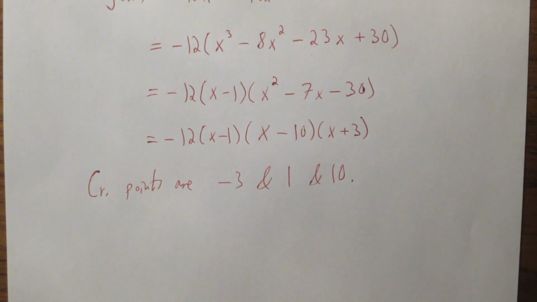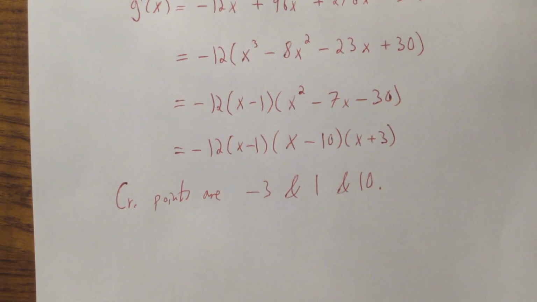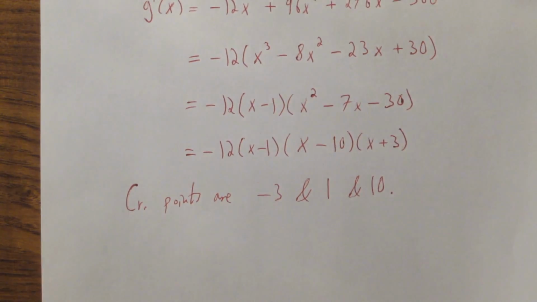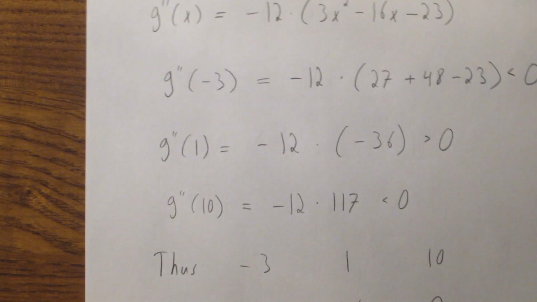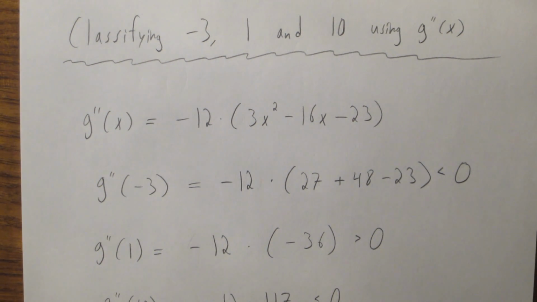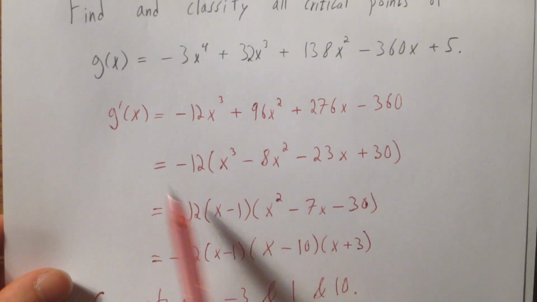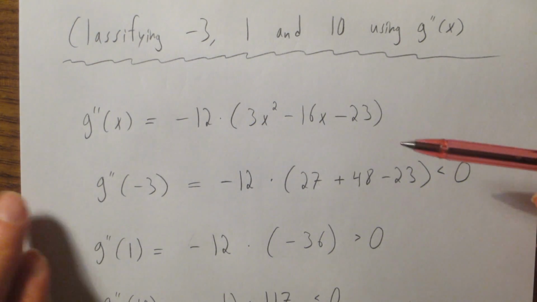And now we want to classify them, see whether they are local min or max points or neither. There are two ways of doing this. One is to use the second derivative. Alright, so you know, g prime x was this, and if we differentiate it, this is what you get.